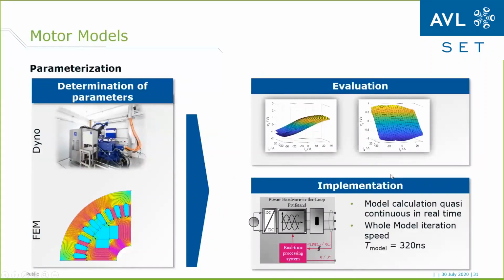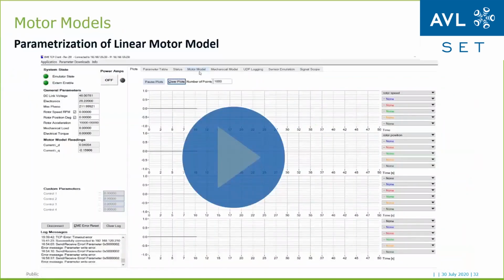So as I said, model calculation is quasi continuous in real time, and whole model iteration speed is 320 nanoseconds, which helps represent model behavior almost equal to the physical behavior in quasi-continuous domain. So now we know how we can get the motor model data. Now let's see how we can parameterize the E-Motor Emulator to emulate this said motor model.